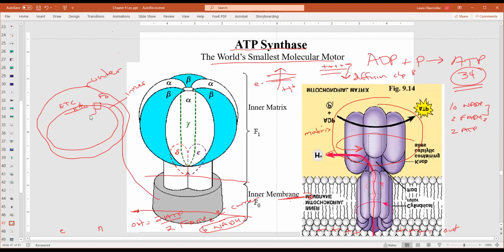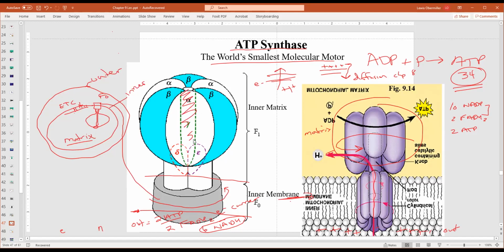And then F1 drops down into the inside, which remember we call the matrix. This is the inside part of the mitochondria. This is kind of flipped upside down, but you have this thing that rotates. This is what rotates, F0. And like a car's drive shaft, it turns this rod, which is this thing right here.